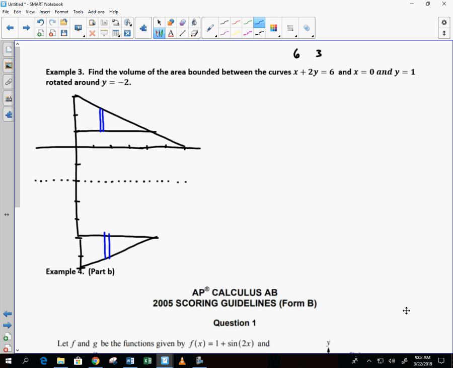So I even drew my rectangle down here. So now I'm going to draw this shape. And you can see that a lot of this shape is hollow, isn't it? But part of this is solid.